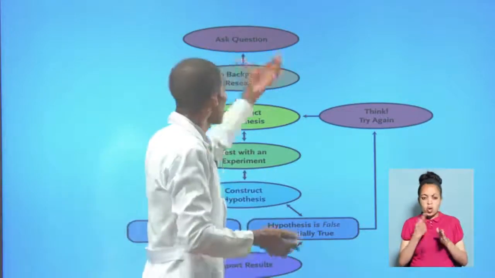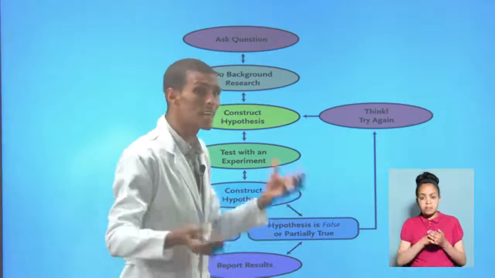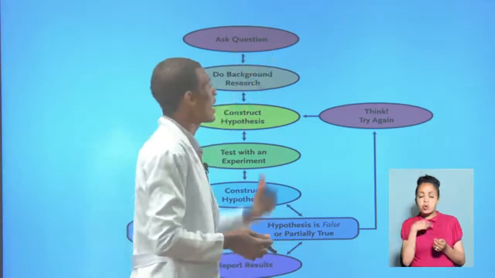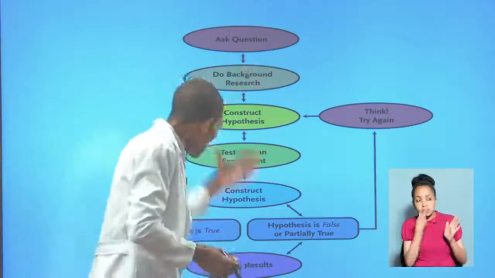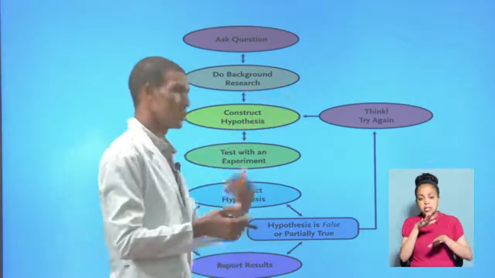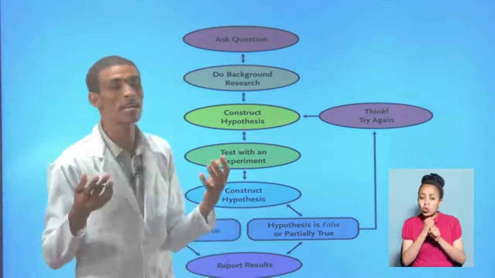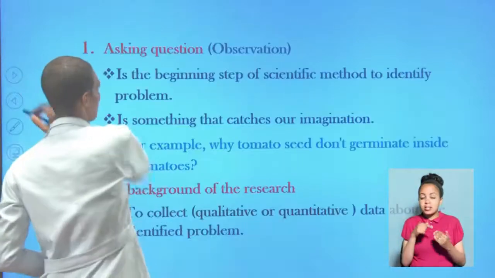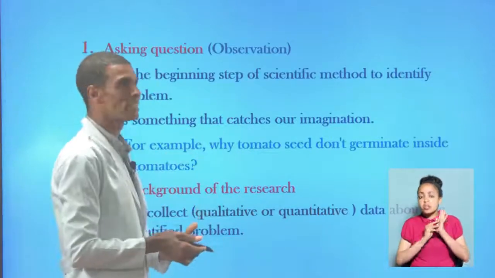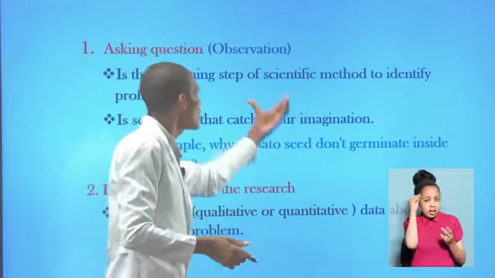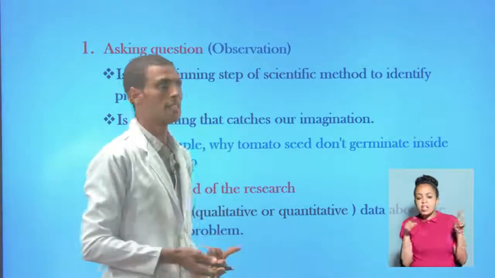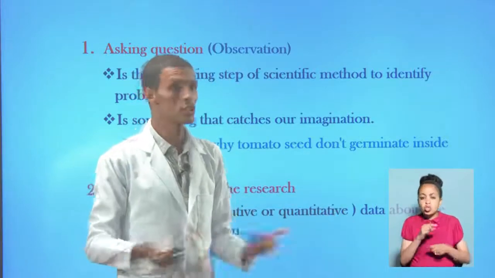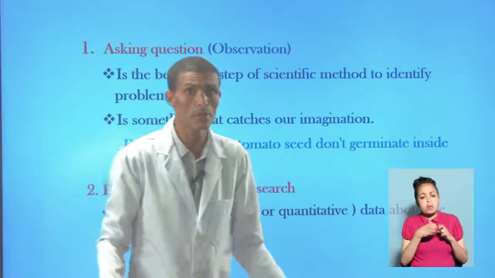So we observe our surroundings, and something catches our imagination. So we identify the problem here. Following all the steps, we can give a conclusion. Our conclusion must be based on repeated experimentation. This is what we mean by the recent scientific method. For example, if we see why tomato seeds do not germinate in the tomato itself, this is a problem. This is the beginning problem.